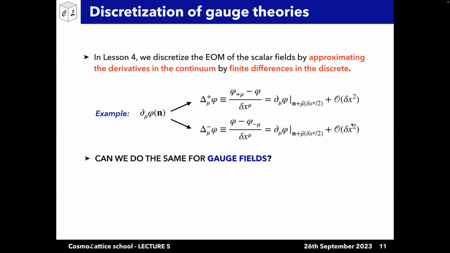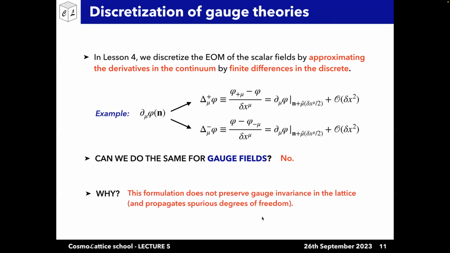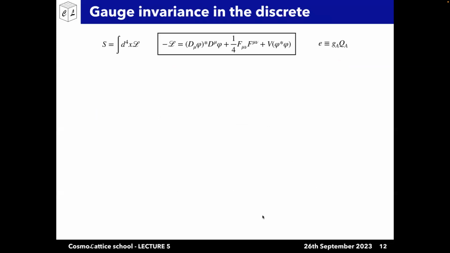But the question is now, can we do the same for the gauge field? And the answer is no, because this formulation will not preserve gauge invariance in the lattice and will propagate spurious degrees of freedom. Let's see why. This is the action in the continuum. And let's focus on the kinetic term of the complex scalar.